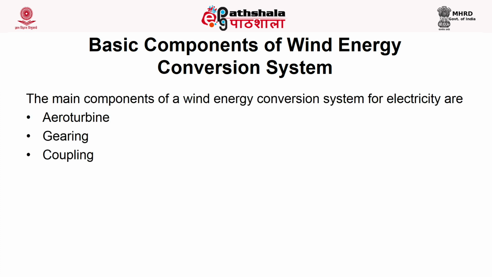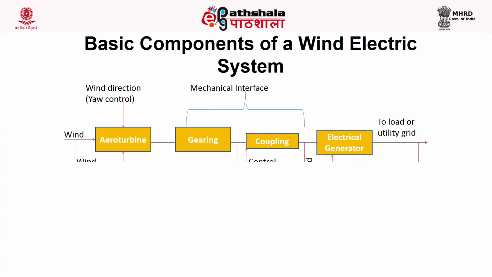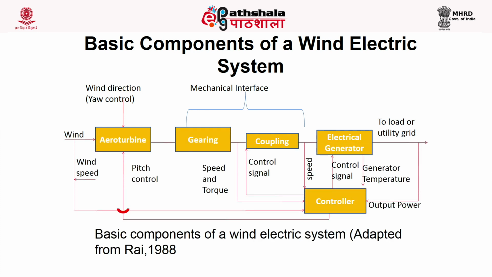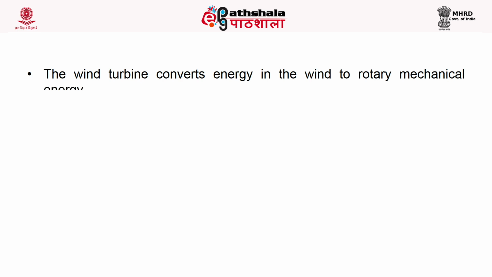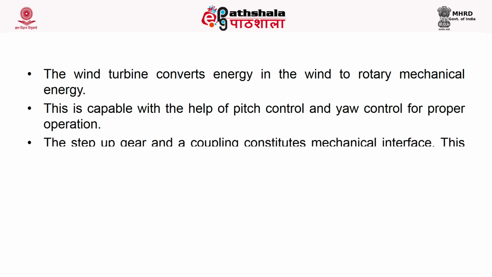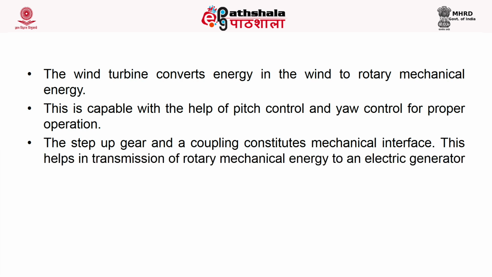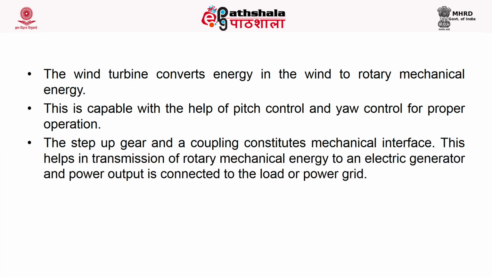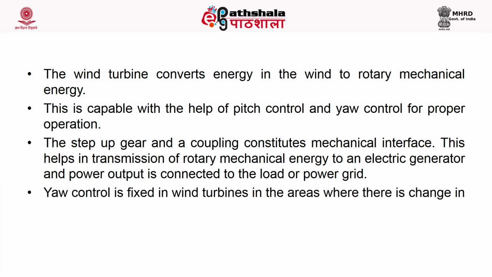Let's start with the basic components of the wind energy conversion system. The main components of a wind energy conversion system used for electricity production are aero turbine, gearing, coupling, electrical generator and the controller. This figure shows the basic components of a wind electric system. Here, the wind turbine converts the energy in the wind to rotary mechanical energy. It is capable, with the help of pitch control and yaw control, of proper operation. The step-up gear and a coupling constitute the mechanical interface. This helps in transmission of rotary mechanical energy to an electric generator, and the power output is connected to the load or the power grid.